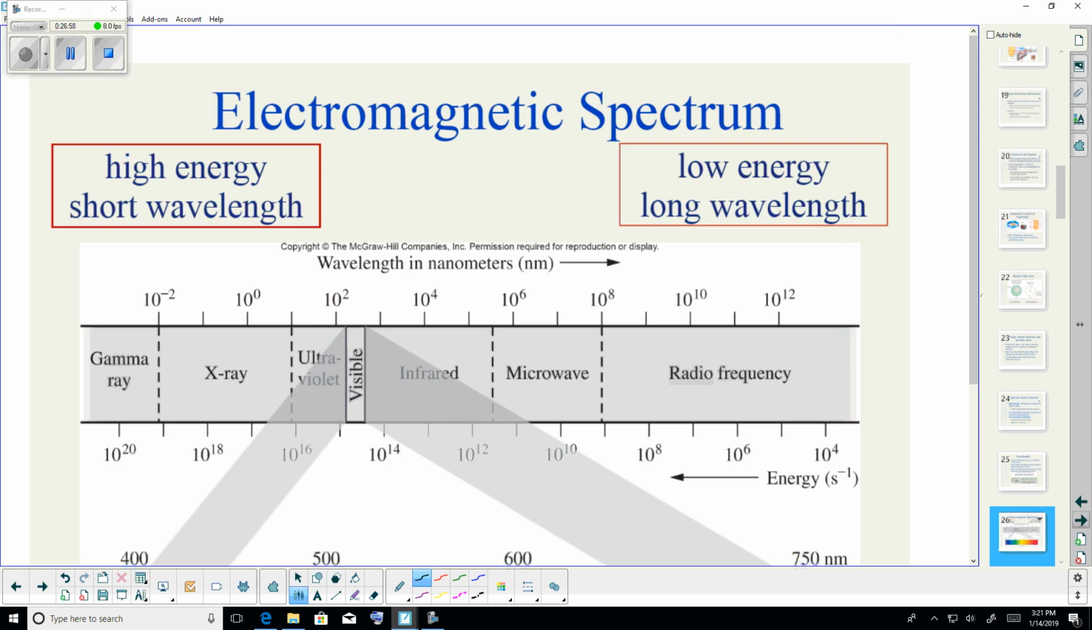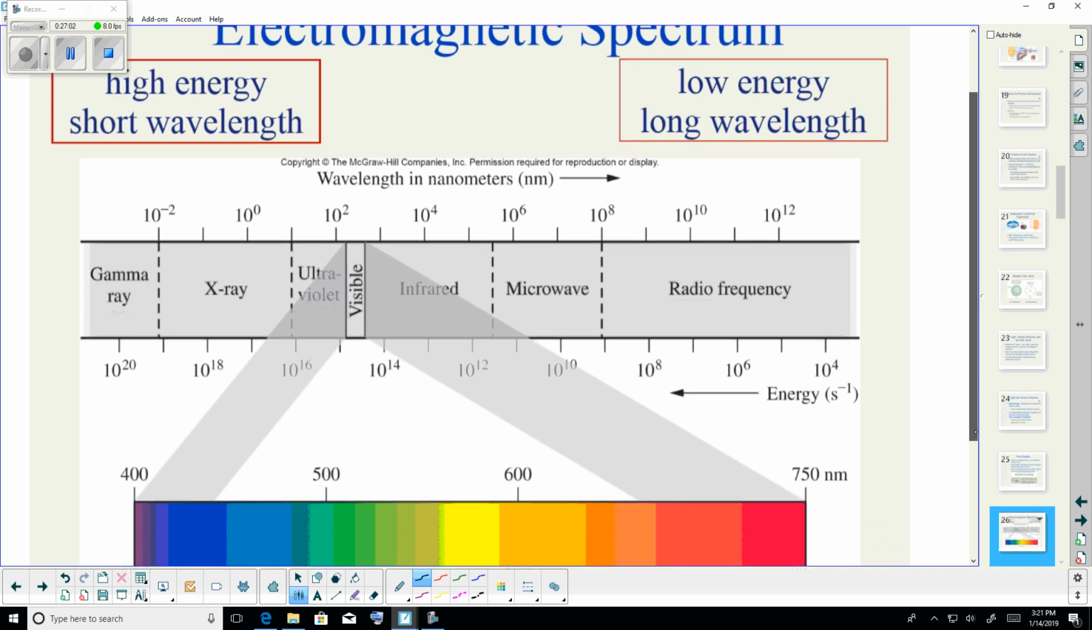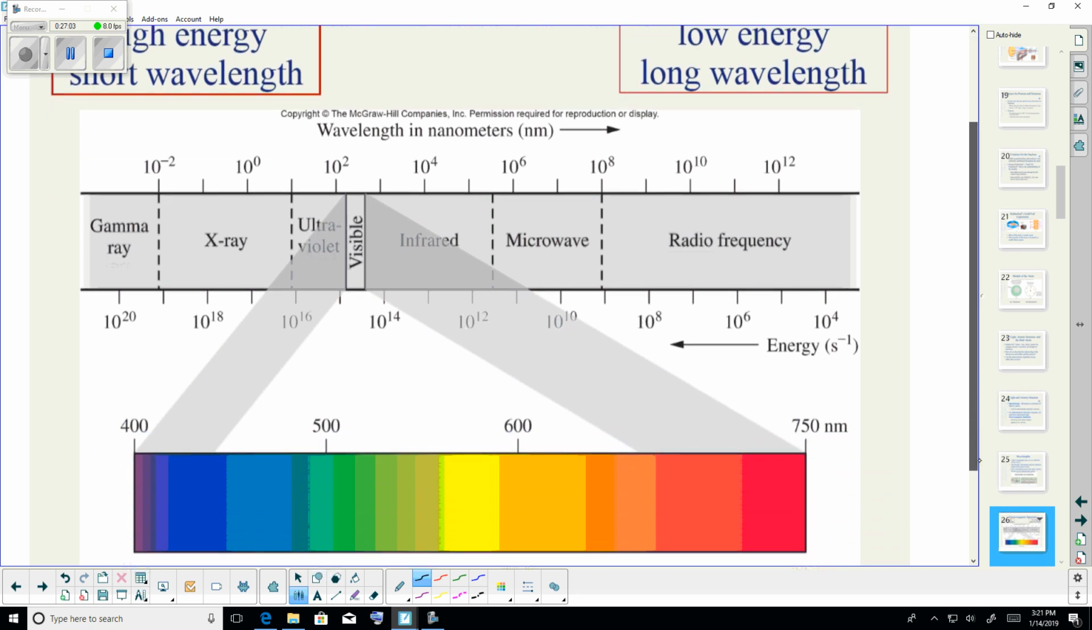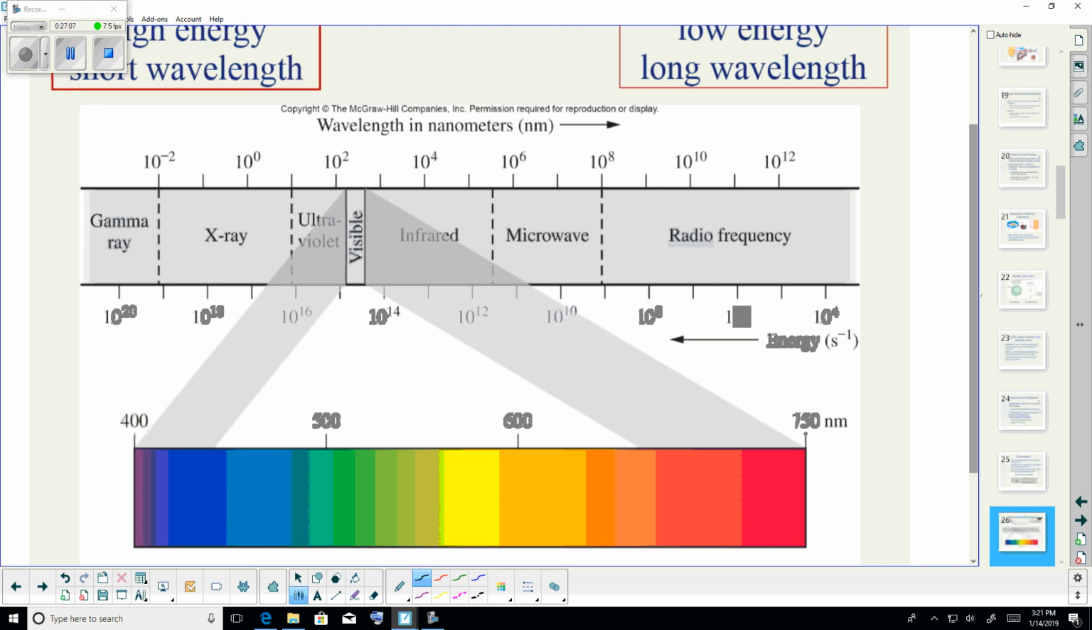So if we look at the electromagnetic spectrum, this little part right in here, the visible one, is the one we see. And you all know the colors of the rainbow: red, orange, yellow, green, blue, indigo, violet. Roy G. Biv. Remember him? If we go to the ultraviolet, notice the wavelength is getting smaller. The energy is getting larger.